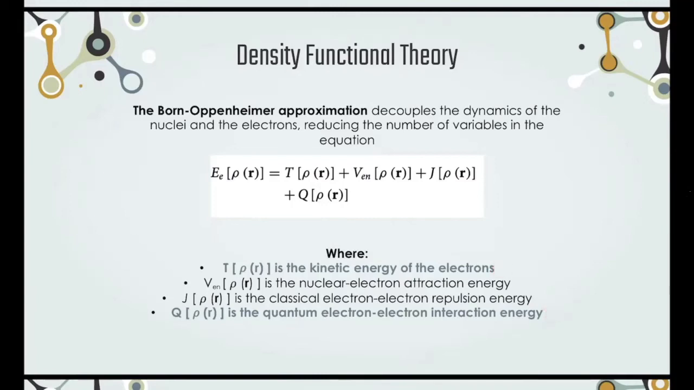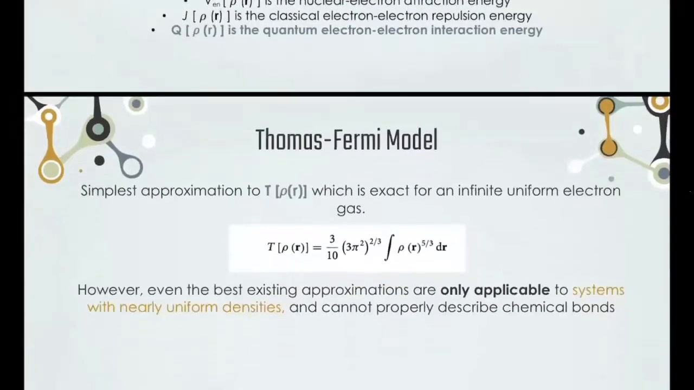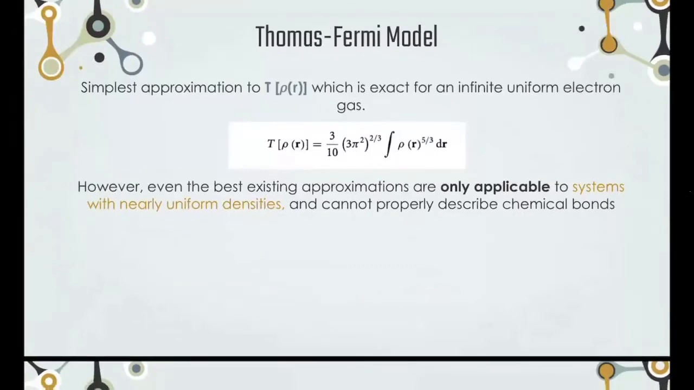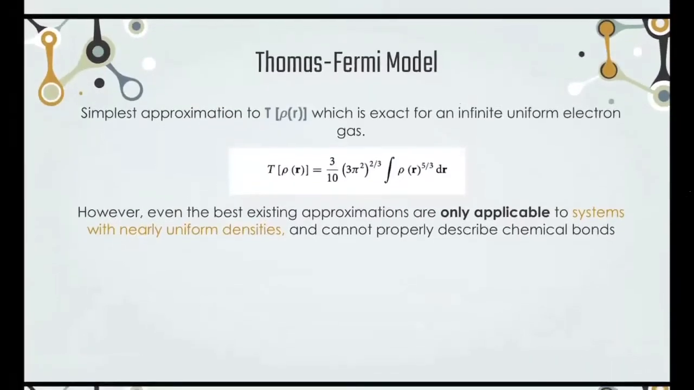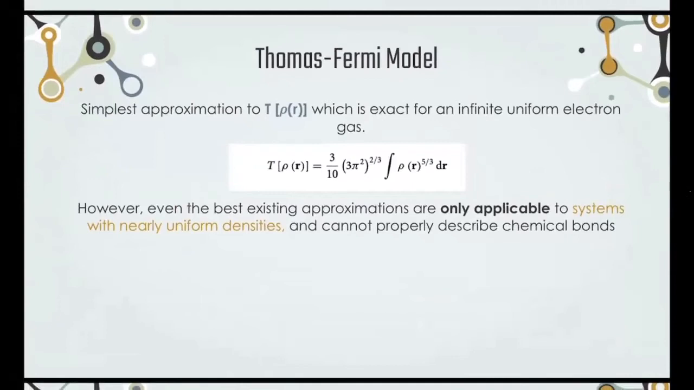So this functional here is the kinetic energy of the electrons. And then this functional here is the quantum electron interaction energy, right? I really want to highlight those because they're useful for this next concept. Sorry, I have it on my iPad here and it moves.